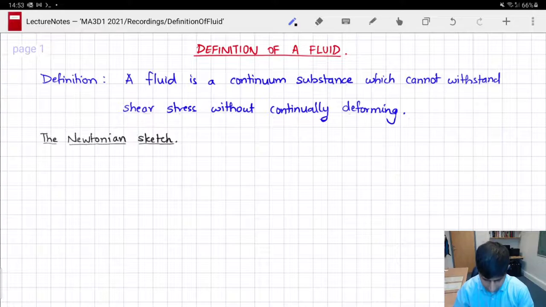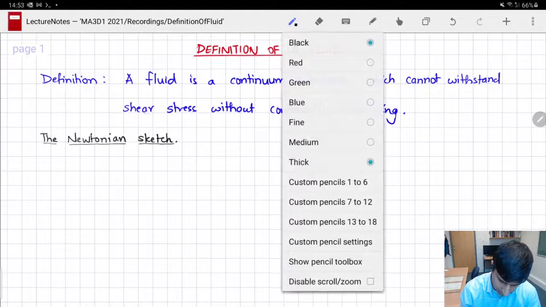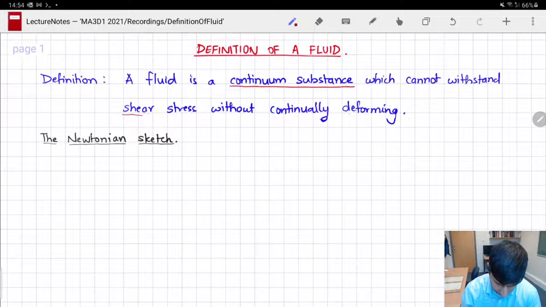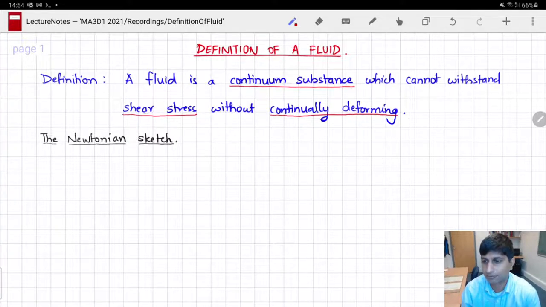So what is our definition of a fluid? Our definition is that a fluid is a continuum substance which cannot withstand shear stress without continually deforming. It's written up on the screen. Now, you may point out that there are certain terms that are not commonly understood. For example, what is a continuum substance? What is shear stress? And what does one mean by continually deforming?